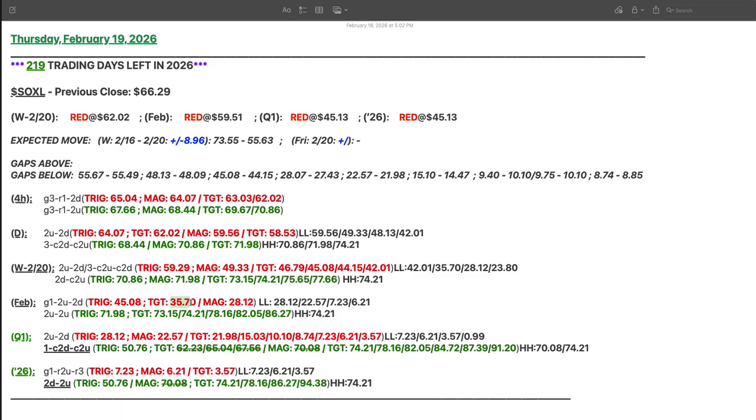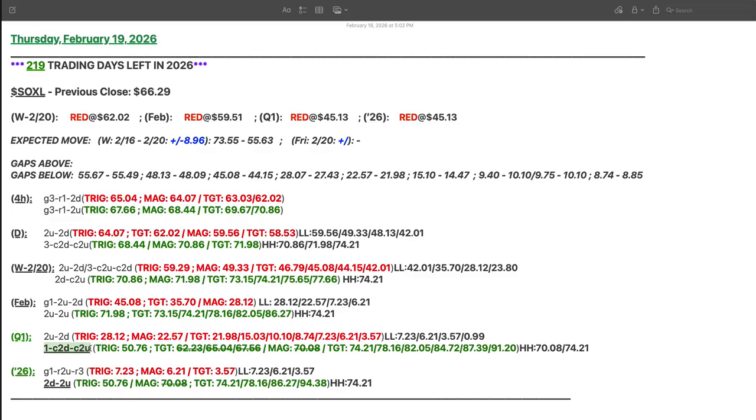Now, we are in this uptrend, so we do have to recognize that we may not make it to magnitude with that big of a magnitude. So we do have 35.70 as a possible bounce point if we do trigger that 1 2 up 2 down on the month. If we do continue to the upside, this 2 up 2 up, we've got to get above 71.98. And then again, we're looking at all-time highs and blue sky territory as your targets.